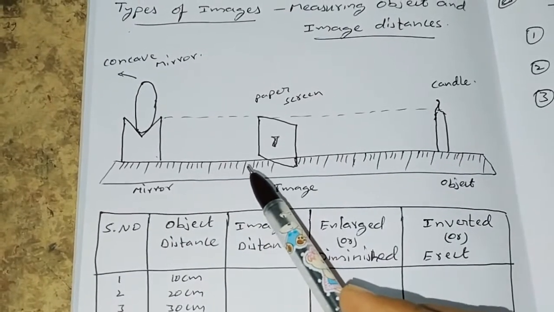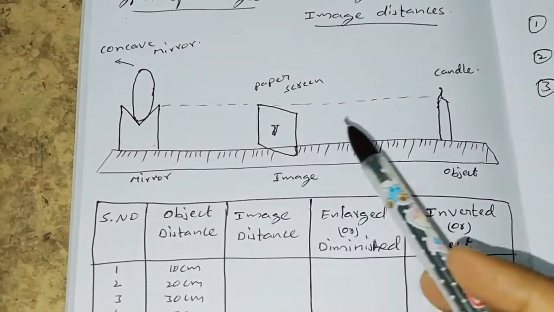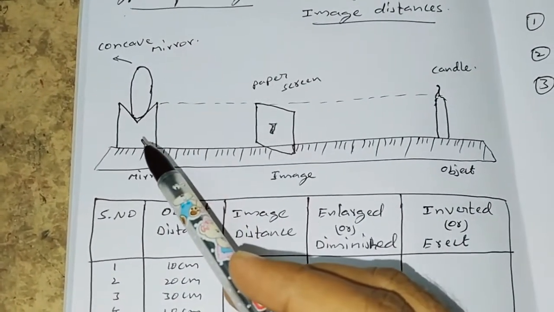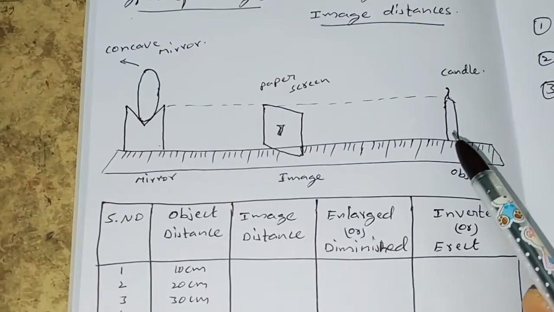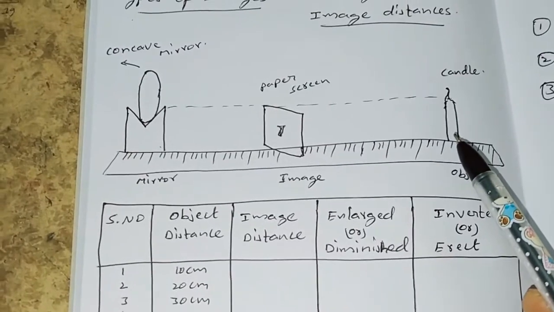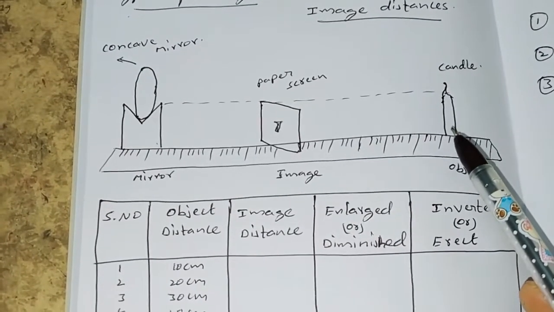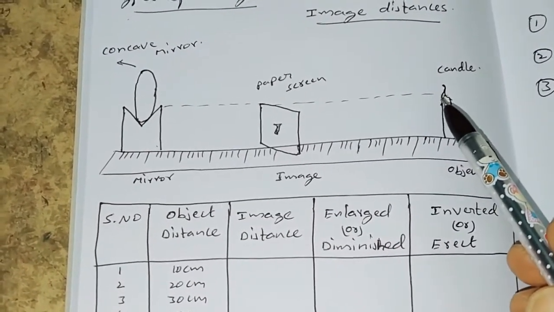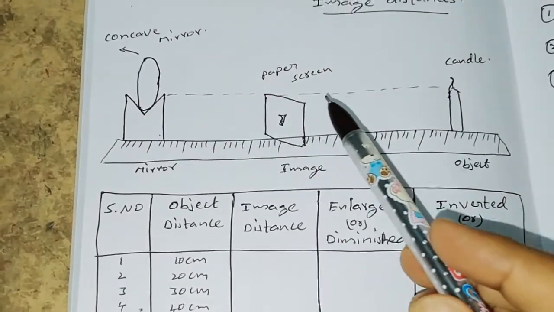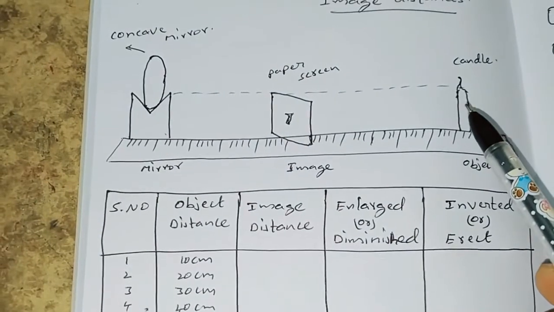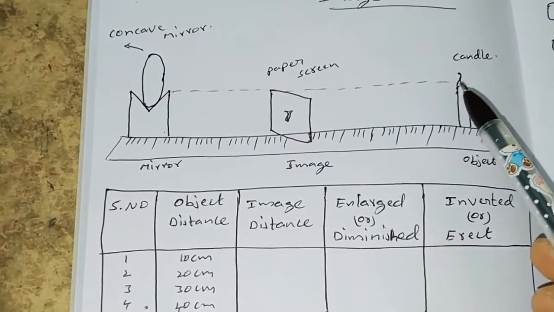These are the required materials, and all these should be kept in order: first the V stand, next the paper screen, and next the candle. Here you should take one precaution: the flame of the candle should be above the axis. So you have to keep the candle like this only.